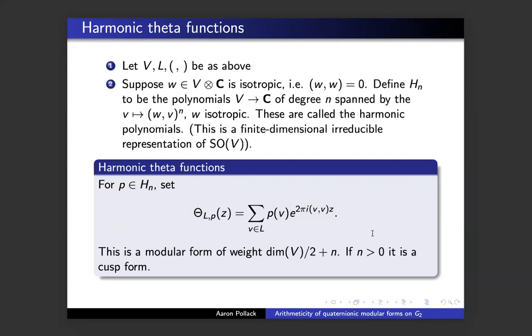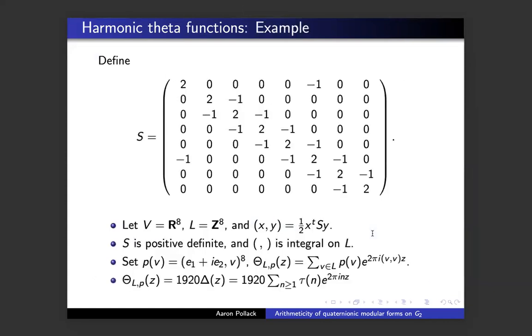So let me give a nice concrete example of a harmonic theta function. I'm particularly fond of this example. So I define S to be this particular 8 by 8 matrix. And it turns out this S doesn't come out of nowhere. This is the unique, up to change of basis, even unimodular lattice of rank 8. It's the smallest non-trivial one.